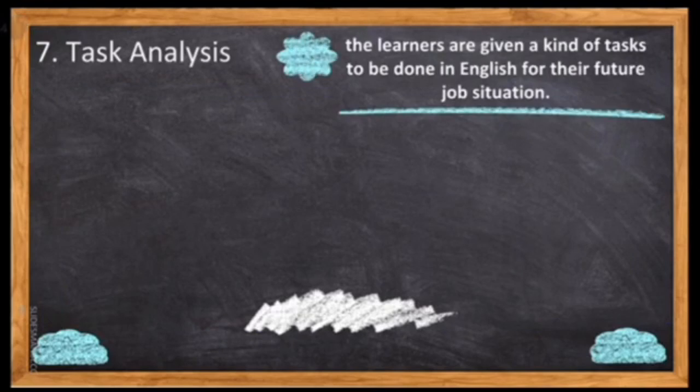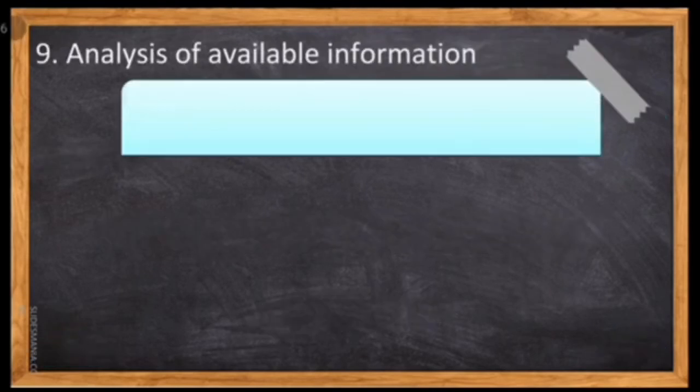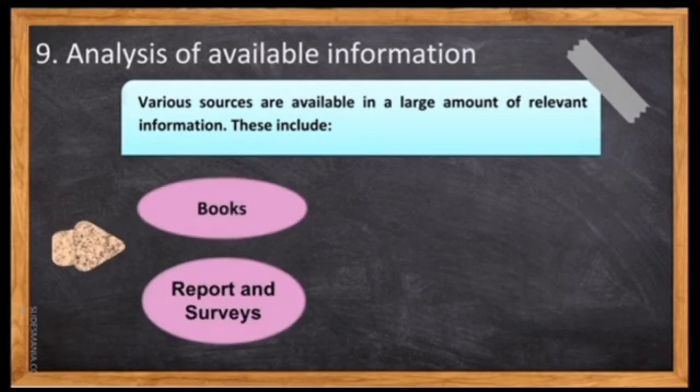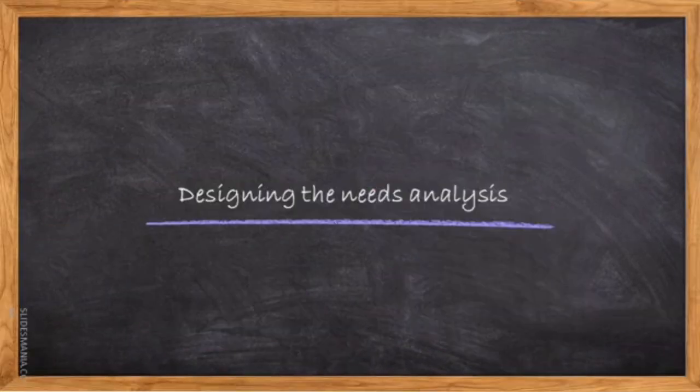Seventh, task analysis. In task analysis, the learners are given a kind of task to be done in English for their future job situation. Eighth, case studies. In case studies, there is a relevant work or educational experience to be done which is followed by a single student or a selected group so that the characteristic of that situation can be decided. And the last one is analysis of available information. In this term, various sources are available in a large amount of relevant information. These include books, journal articles, reports and surveys, and also records and files.